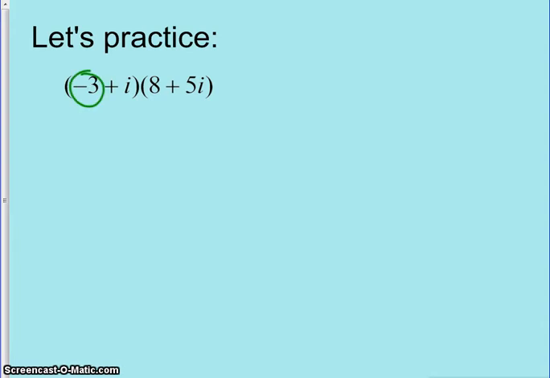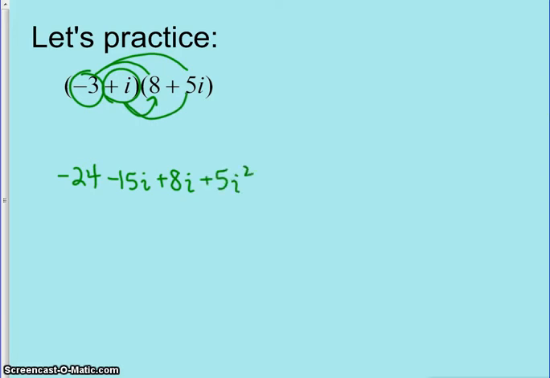Alright, so if I distribute the negative 3 to the 8 and the 5i, negative 3 times 8 is negative 24. Negative 3 times 5i is 15i. Oops, that would be a negative 15i because it's a negative 3. Alright, then I multiply the i to the 8, so that would be 8i. And i times 5i would be plus 5i squared.